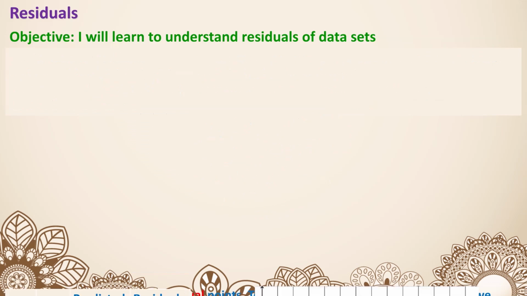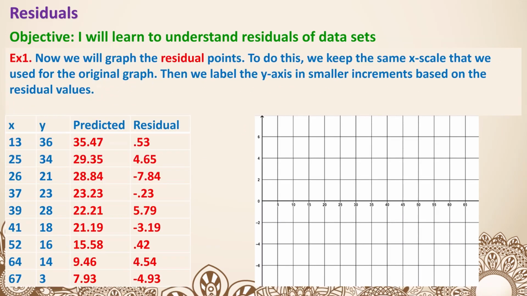Now it's time to generate the residual plot. Now we'll graph the residual points, and to do this, we keep the same x scale that we used for the original graph, and then we label the y-axis in smaller increments based on the residual values. As you can see in the residual values, the biggest we have is a negative 7.84, and the biggest positive is 5.79. So we just needed something between -8 and +8. So there you go. That's our graph. Horizontally, as you can see, we're still going up by 5s.